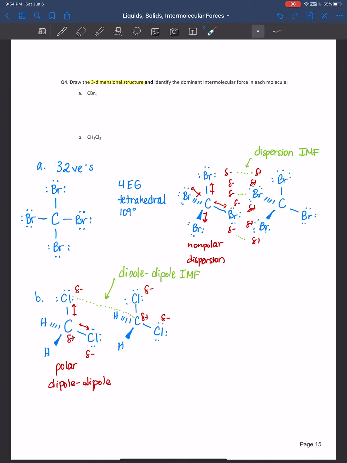Once again, practice drawing Lewis structures and determining molecular geometry, because if a molecule has symmetry, then little dipole moments can cancel out. And knowing if a molecule is polar or nonpolar helps you determine what the intermolecular force will be. So I hope that this strategy helps you out, and just keep practicing those problems.